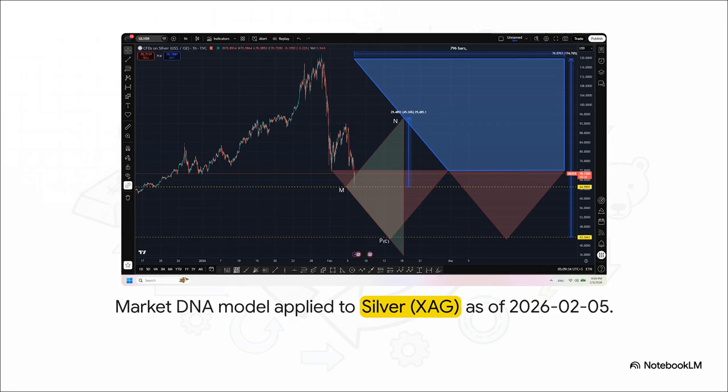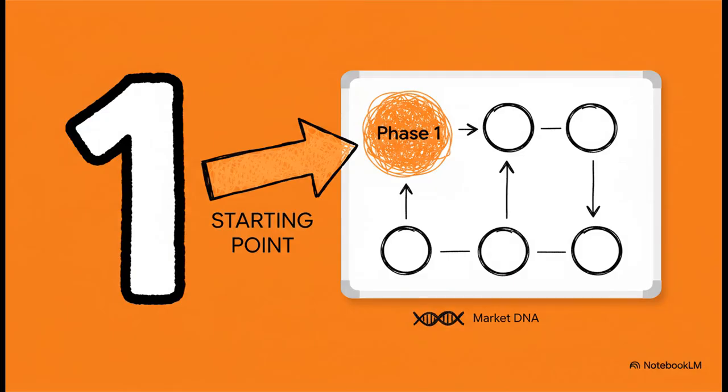You can see all the geometric structures of the market DNA model laid out. Now, this is a snapshot from a specific date, February 5th, 2026. Everything we talk about, it all comes from what's right here on this chart. So, the big question is, where are we right now? According to the model, the current status for this asset is phase one. This is the very beginning, the entry phase for the entire plan we're about to walk through.